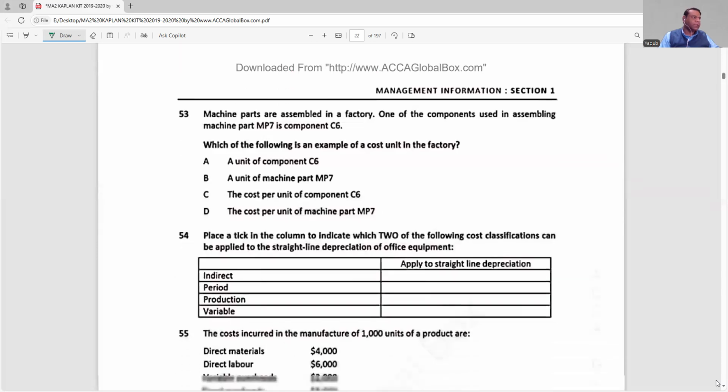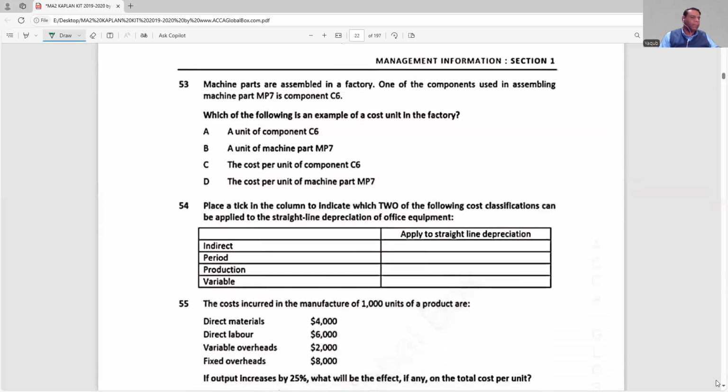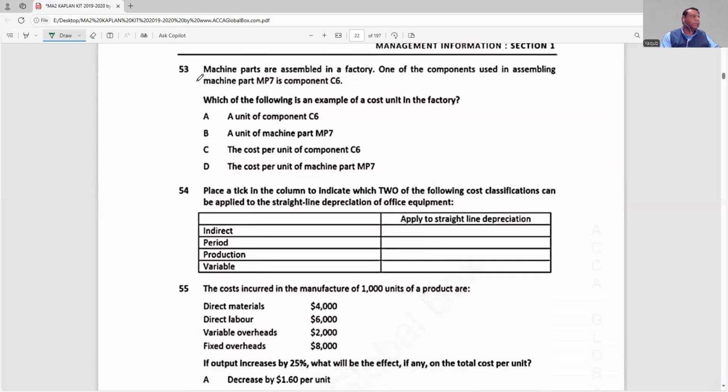Next one is: machine parts are assembled in a factory. One of the components used in assembling machine part is component X. Which of the following is an example of a unit cost in the factory? So we are doing what? We are manufacturing, and manufacturing what? We are manufacturing the machine which has a component 6.